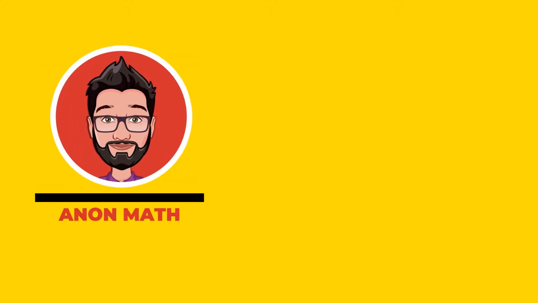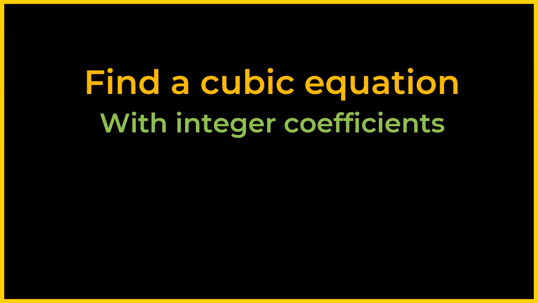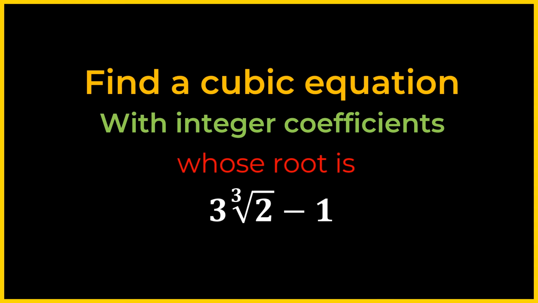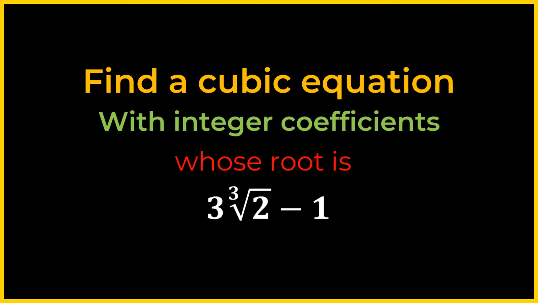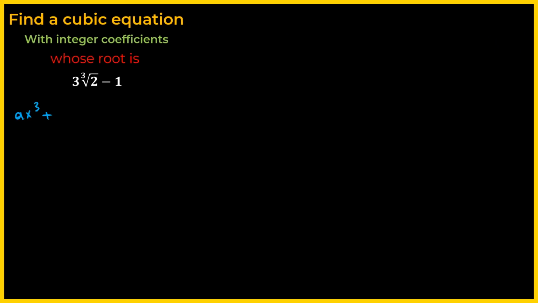In today's video, we're going to take a look at a simple but interesting algebra problem. We want to find a cubic equation with integer coefficients whose root is 3 times cube root of 2 minus 1. So basically, we want to find a cubic equation in the form of ax cubed plus bx squared plus cx plus d equals 0, such that a, b, c, and d, the coefficients of the equation, are integers, and x equals 3 times cube root of 2 minus 1 is a solution for this equation. So that's the goal of the video, but the question is, how can we do that?